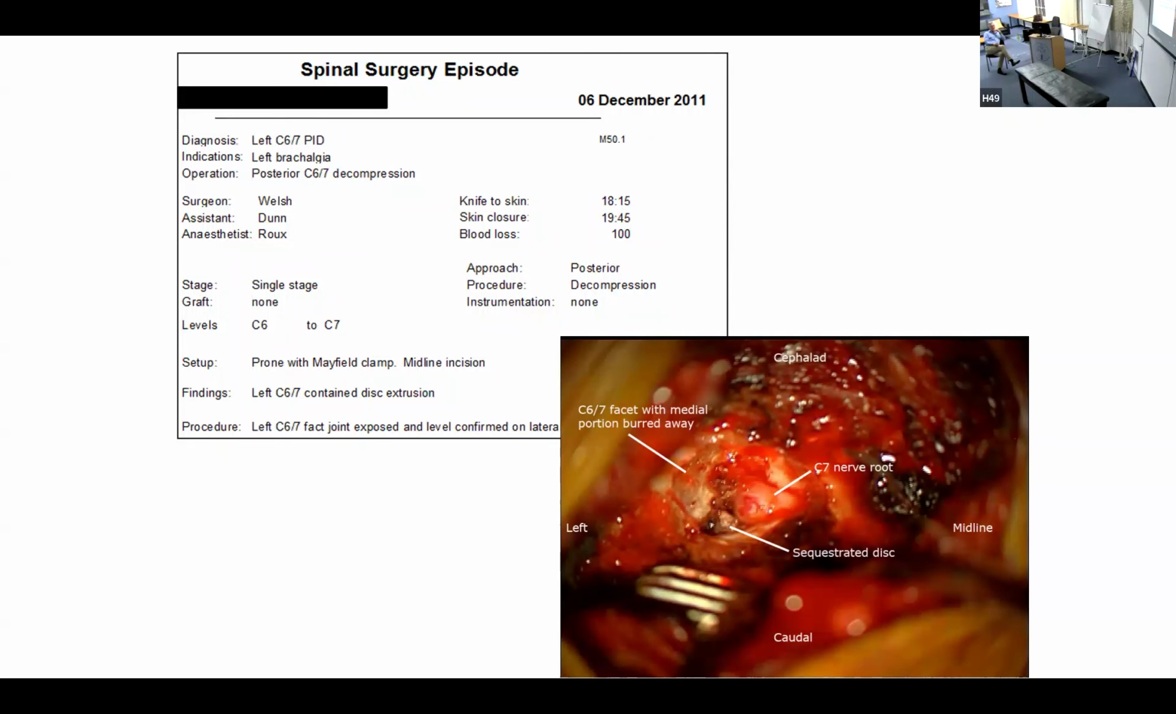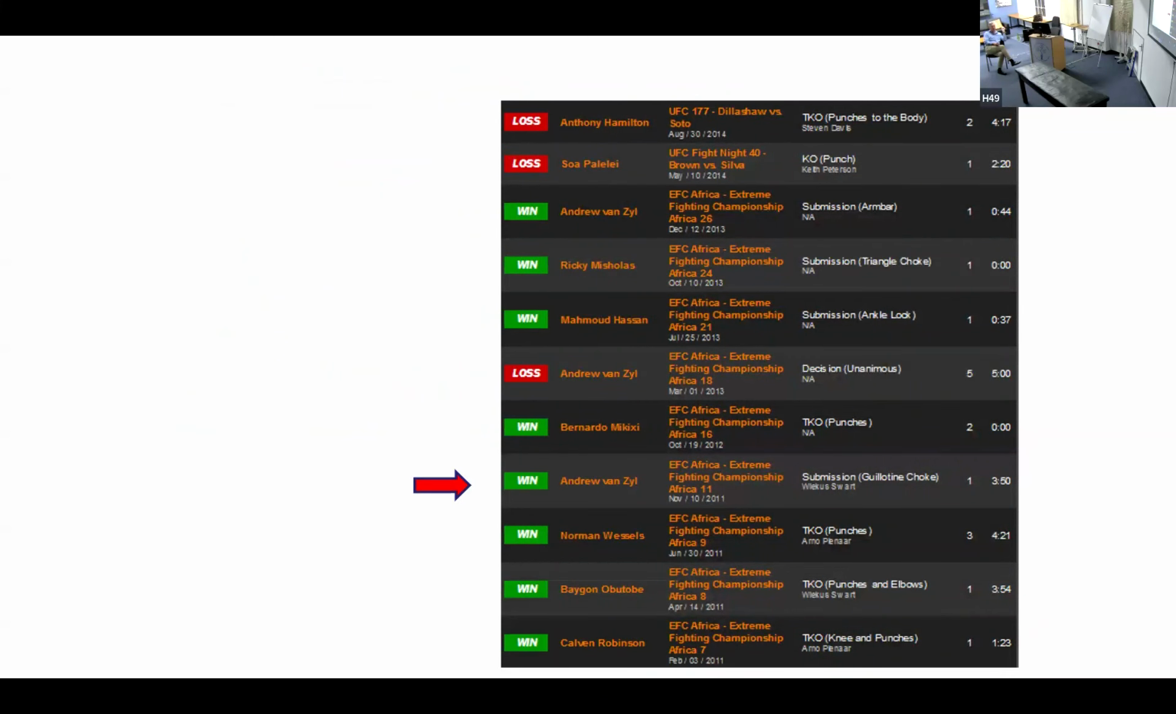Yeah, so this was 2011. So you can see there's a C7 nerve root. So you just go down onto that side, onto the lamina, just do a unilateral approach. You burr away the medial facets. I lifted the nerve root up actually with Dave Welsh. He came and basically held my hand. And then there's the piece of sequestrated disc underneath the nerve root. Just popped it out, pain gone. Went on to win. See? That's what happens when I operate on you.